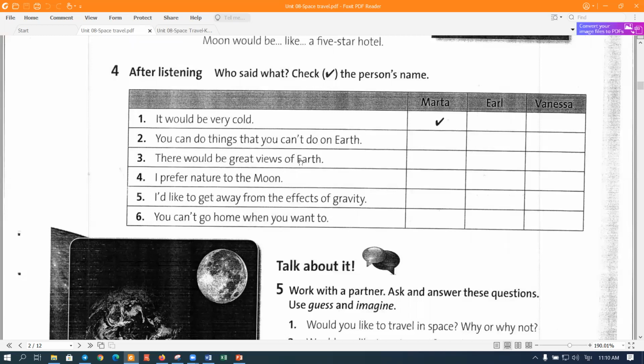You can do things that you can do on earth. 3, there would be great views of earth. 4, I prefer nature to the moon. 5, I like to get away from the effects of gravity. 6, you can't go home when you want to.